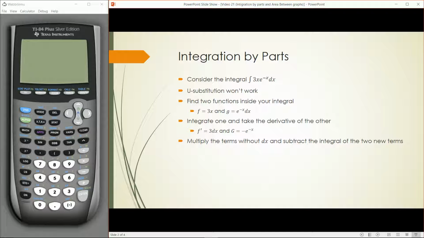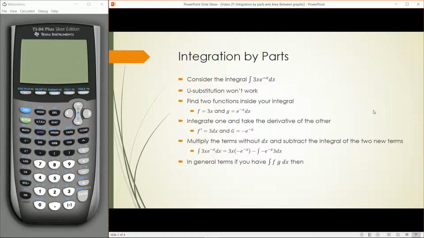you end up using the two terms without the dx and multiply them together. And then you subtract a new integral, which is based off of your two new items. For this one, our original integral is equal to 3x, which came from here, times negative e to the negative x, which is this part here, minus our new integral of negative e to the negative x, which is this here, times 3 dx, which is this part over this side. All right. And then you would continue to solve that integral itself.